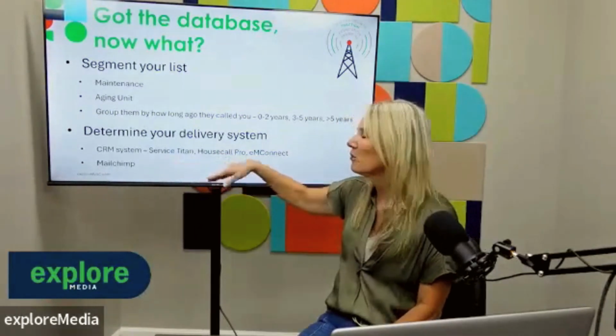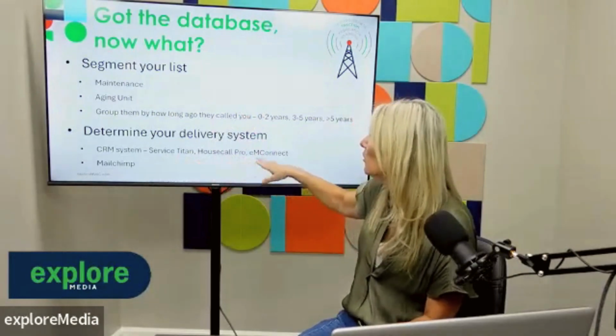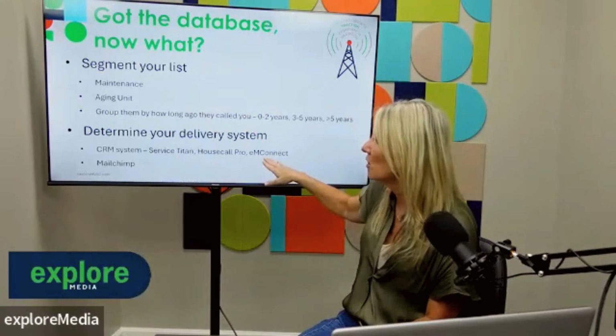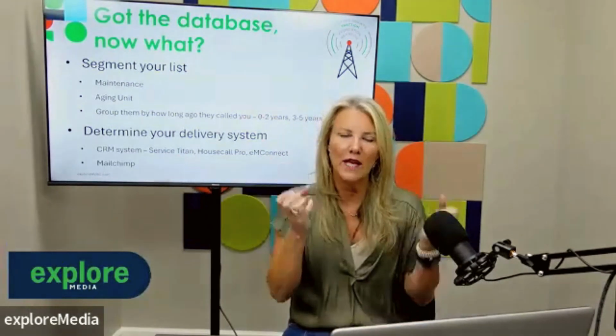Next, so we probably should have gone through this first, what's your delivery system? If you have Service Titan, Housecall Pro, any of the ones on the market, we also offer one. It's a smaller, simpler, less expensive system called Connect. And a lot of people can use Mailchimp. So you've got to go into your CRM system and pull names, information and email addresses. If you're not getting people's email addresses, this is a big no-no. You've got to get that.